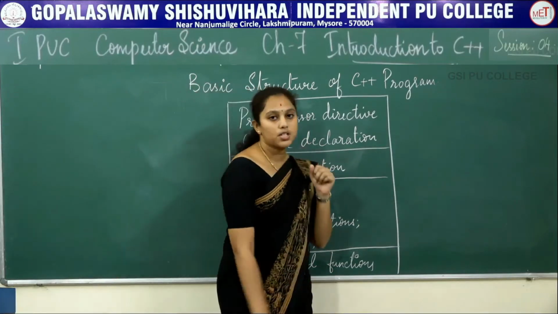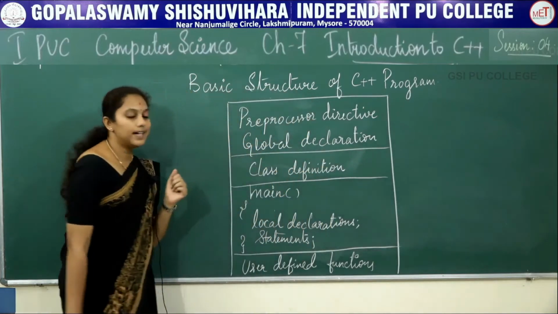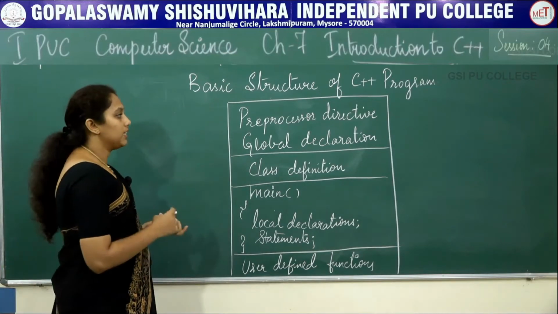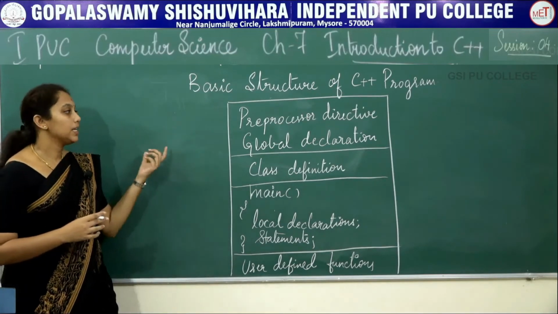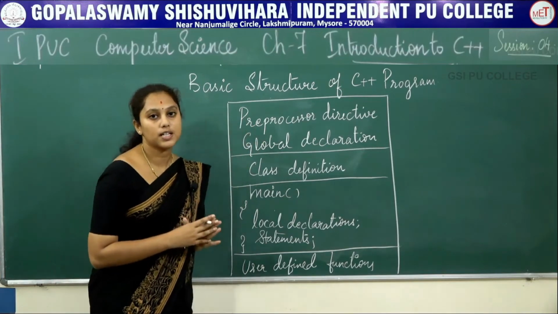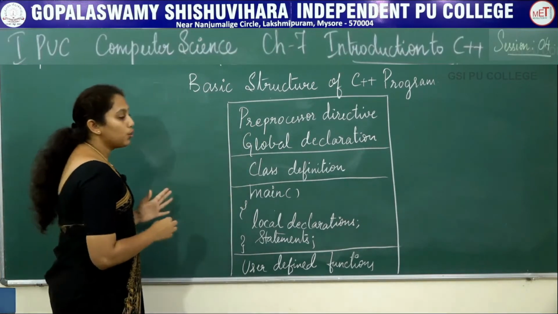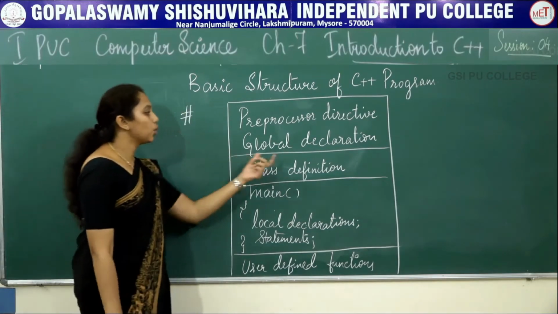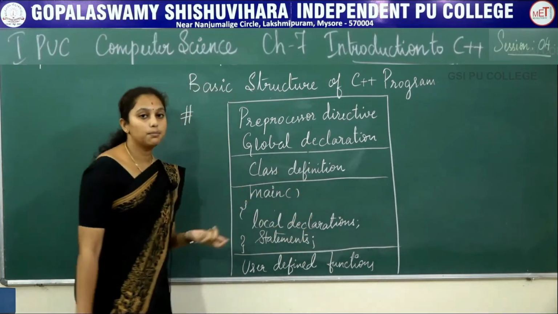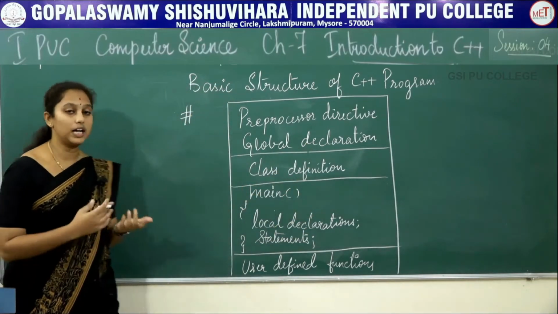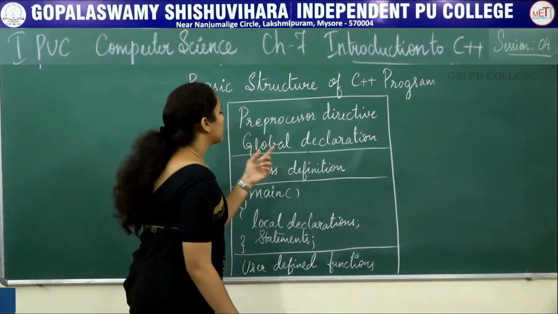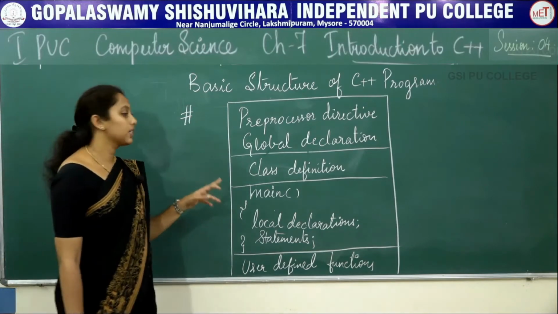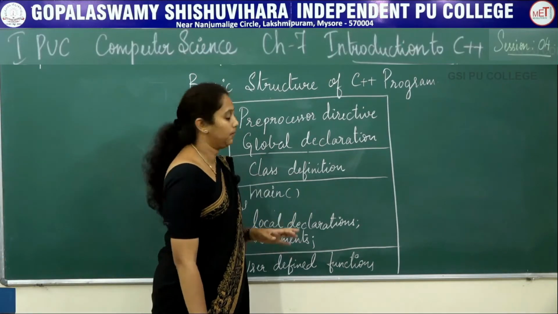So what is a preprocessor directive? Preprocessor directive contains some of the programming elements and files which are used in the C++ source code while processing the program. It always starts with the # symbol. When it comes to global declaration, some of the variables, arrays and functions are declared so that they can be accessible by all the functions including the main function.